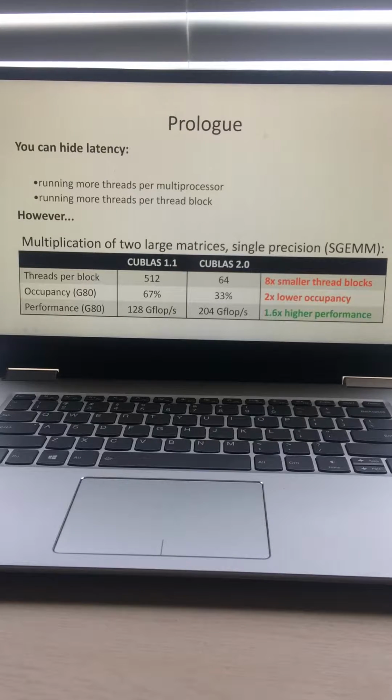While CUBLAS 1.1 ran 512 threads per block and had an occupancy of 67%, it gave a performance of around 128 gigaflops per second. On the other hand, CUBLAS 2.0 uses 8 times fewer threads per block, around 64, and had a lower occupancy of around 33%, and despite that it gave a performance which was 1.6 times higher than that of CUBLAS 1.1.